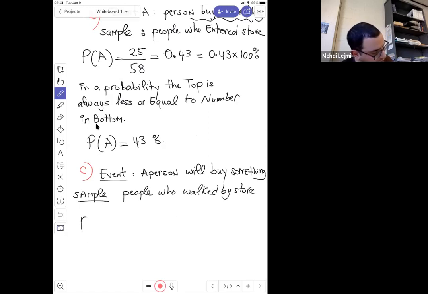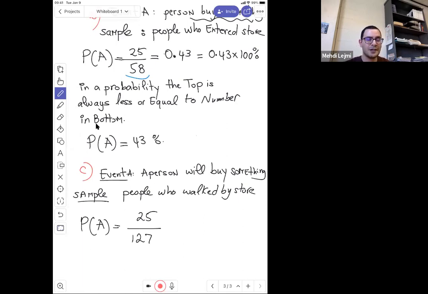All right, so then the probability of the event A: the frequency of the event A, we have 25 people who bought something. So that's 25 on the top, over the size of the sample, which is the number of people who walk by the store. And we know there are 127 people who walk by the store. So it's over 127. This is different from the previous question, where it was 25 over 58. So now we have 25 over 127.